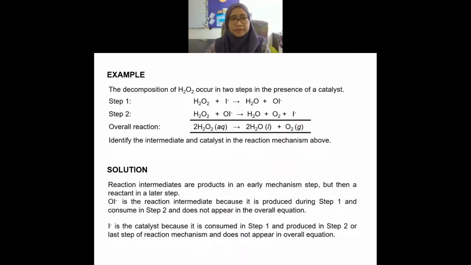Another example: the decomposition of H2O2 occurs in two steps. It means there are two steps in order to produce this overall reaction, this final equation. And this reaction has a catalyst. We use a catalyst in this reaction. The question asks you to identify the intermediate and catalyst in the reaction mechanism above. So maybe we can go for the intermediate first.